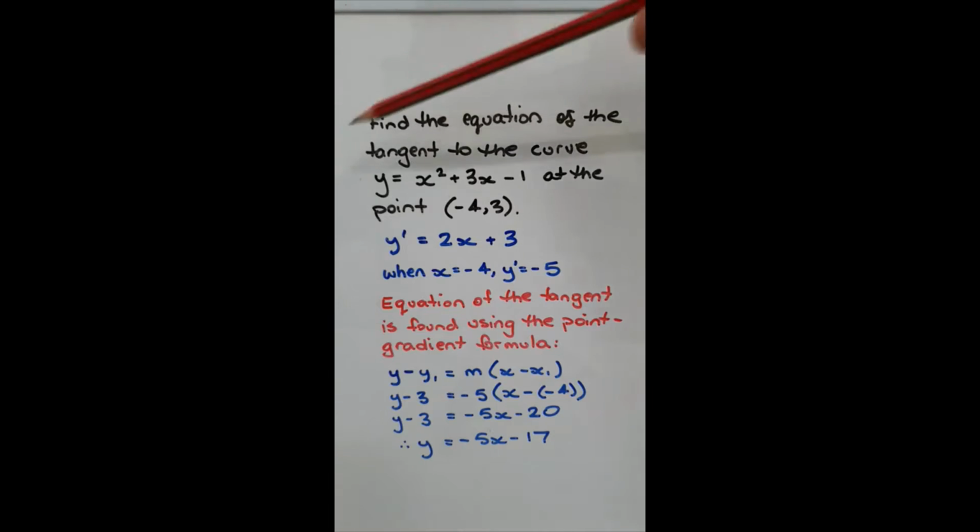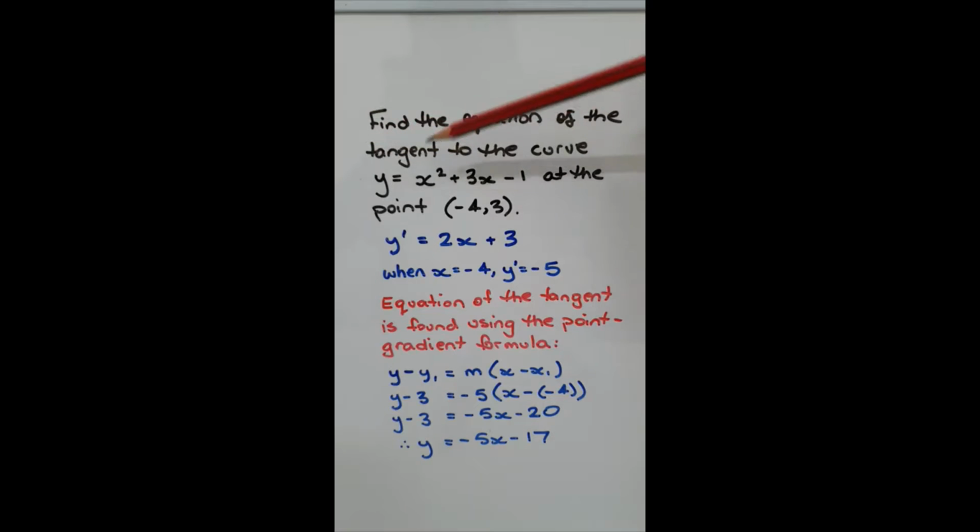Find the equation of the tangent to the curve y equals x squared plus 3x minus 1 at the point (-4, 3). Our first step is to find the gradient function by differentiation. So y dash is equal to 2x plus 3. Our next step is to find the gradient of the tangent at this point. So we're going to substitute x equals -4 into the gradient function, and we have y dash is equal to -5.